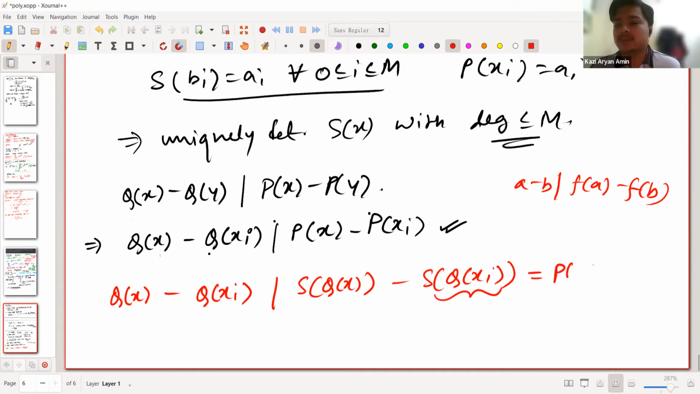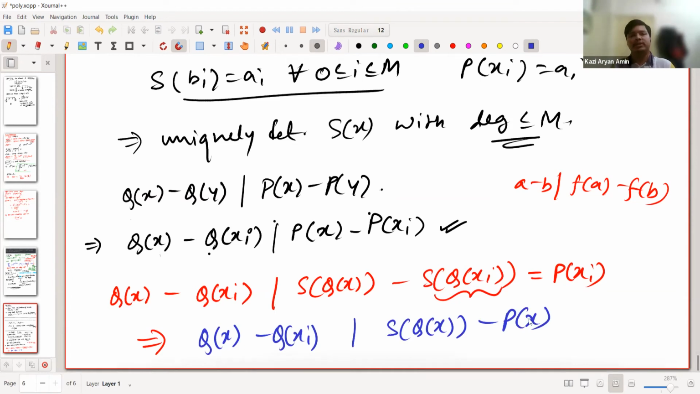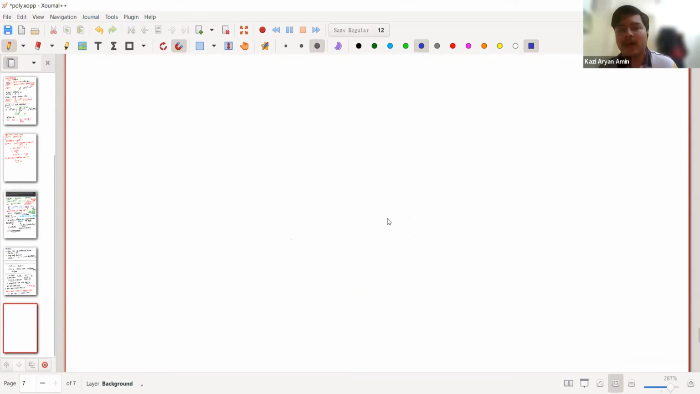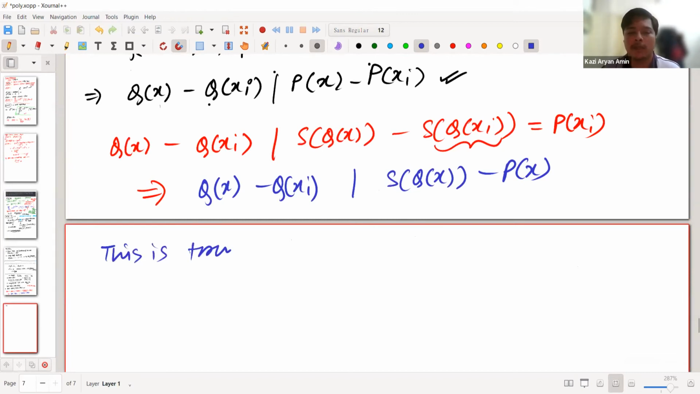Okay. So what is s of q of xi? This is basically just p of xi, right? So now when you combine the two divisibility statements, they tell you that q of x minus q of xi divides s of q of x minus p of x, right? So this is true. Now for how many values of xi is this true? This is true for m plus one values, or just m values of xi, where m is very large.